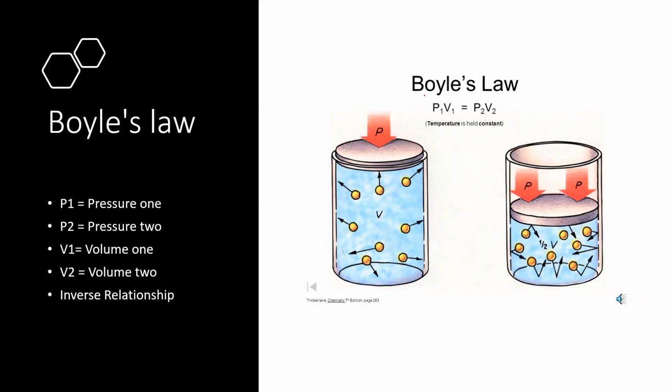Okay. So Boyle's Law is a gas law, and it usually is done with gases. It has to do with the concept of pressure and volume. P1 is the pressure initially, or pressure 1. Pressure 2 is the pressure after doing something with volume. Volume 1 is the initial volume, and volume 2 is the volume after doing something with pressure.